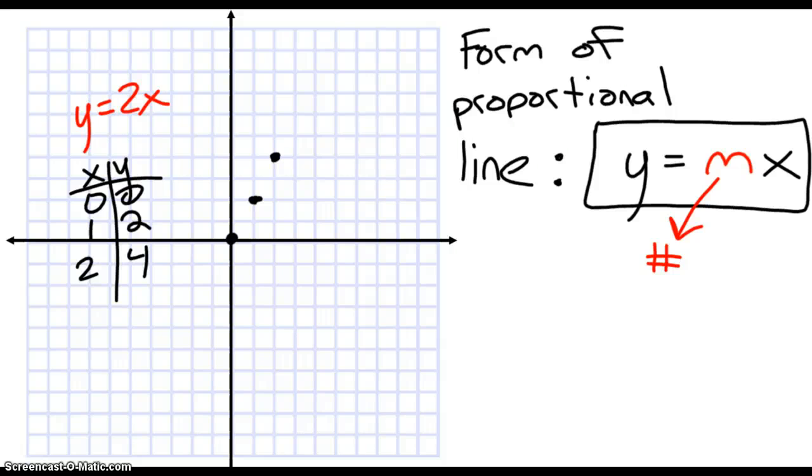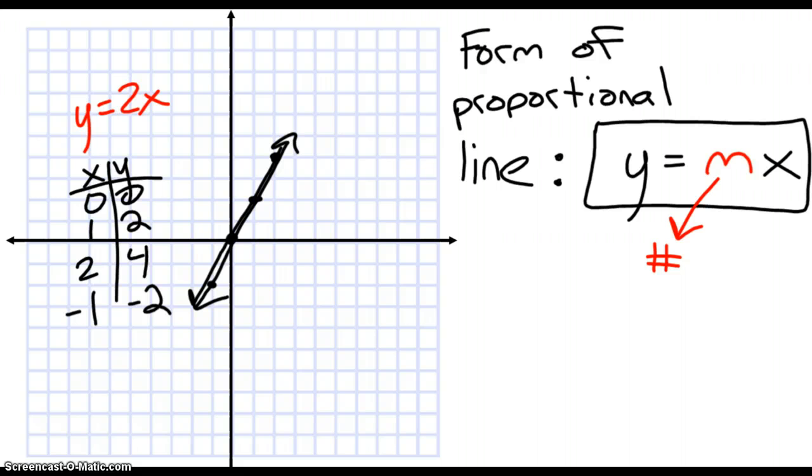So there we go. This would work for negatives as well. If I put -1 in for x, I get -2 for y. That's this point right here. So you can see that, yes, it is a proportional line. I just didn't draw it very well. So it is proportional.